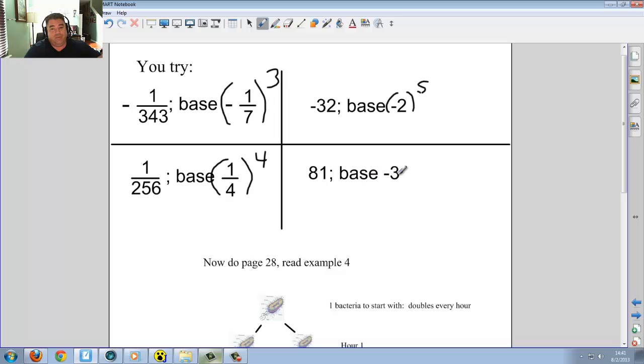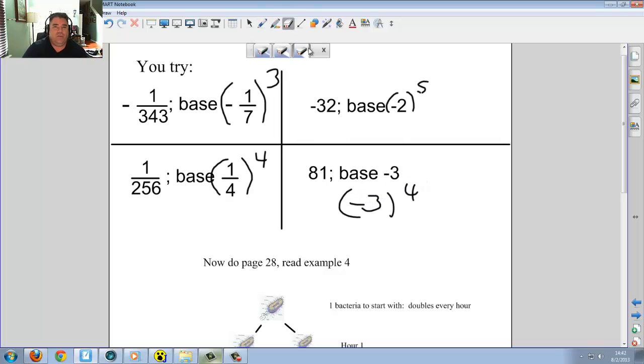And finally, negative 3. How many times do you multiply negative 3 to get to 81? Again, it's a positive outcome, so there must be an even number of negative 3's. Negative 3 times negative 3 is positive 9. Times negative 3 is negative 27. Times negative 3 is going to be positive 81. So negative 3 to the 4th power.